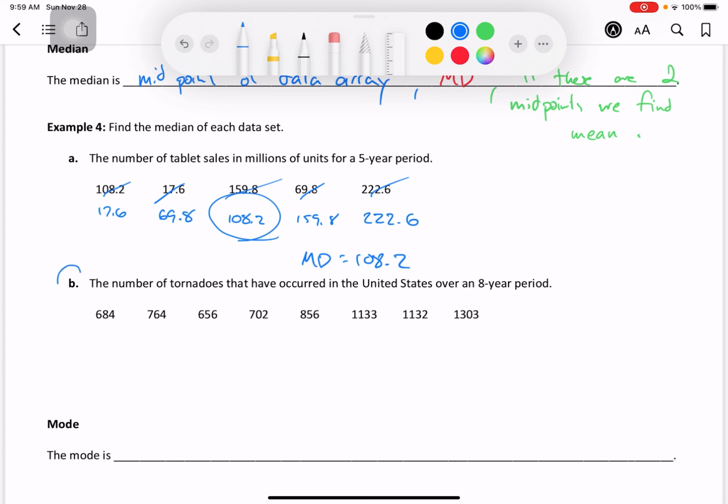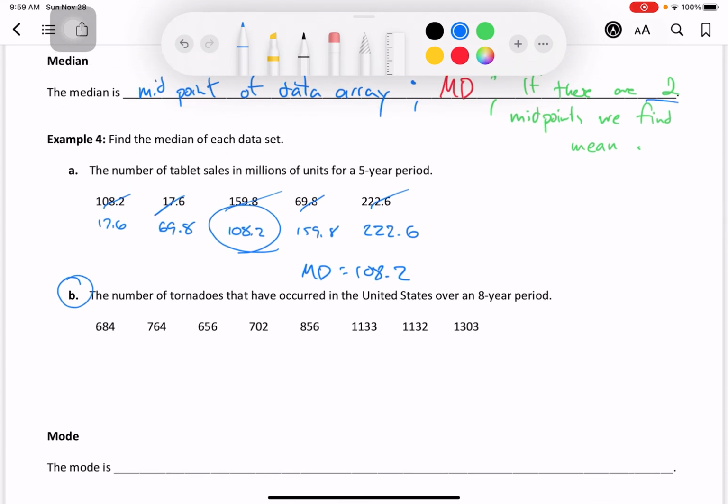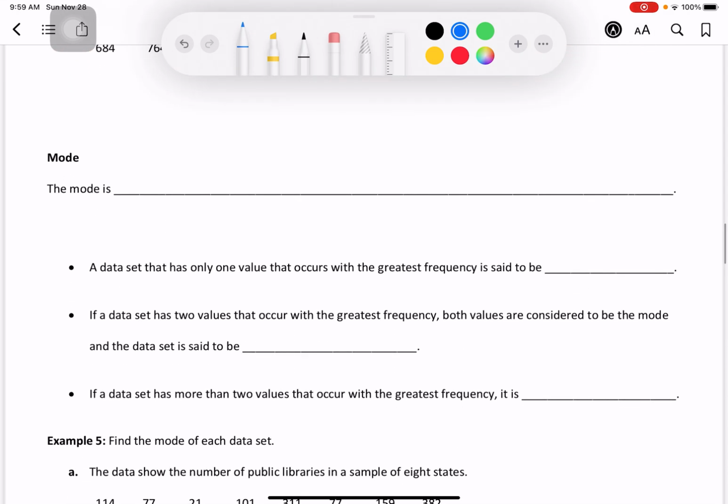All right, I'll leave you guys to do the second one. Remember, if there are two midpoints, you will find the mean, and that will be the median. Even though it doesn't occur in the data set, that will be the median. Okay, of course, the mode is the value which occurs the most often.